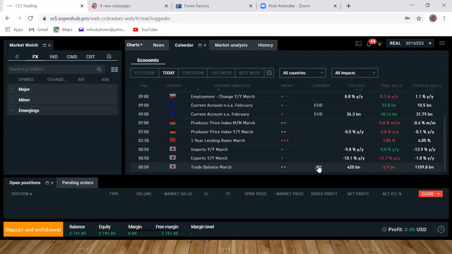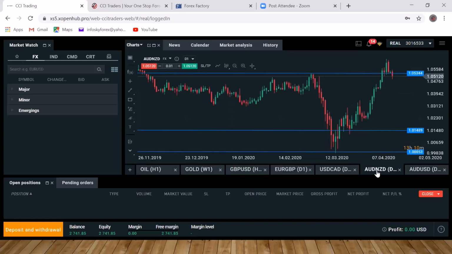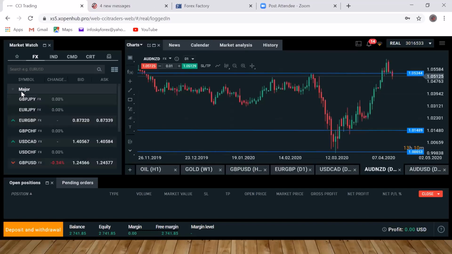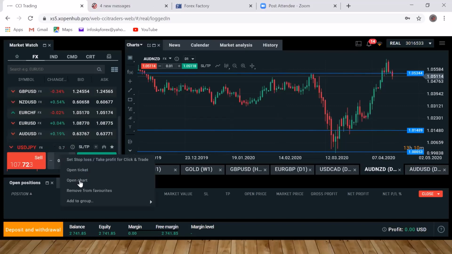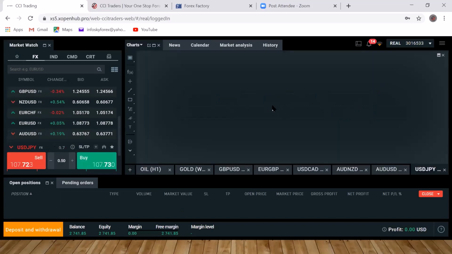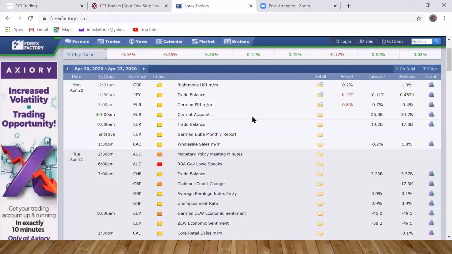The impact here was a medium impact. So we have to go back to the chart to analyze and know what was the outcome of trade balance on JPY. For example, let me check USDJPY here. This is USDJPY. Let me bring out the chart here. Open chart. This is USDJPY. And let's check today, Monday.